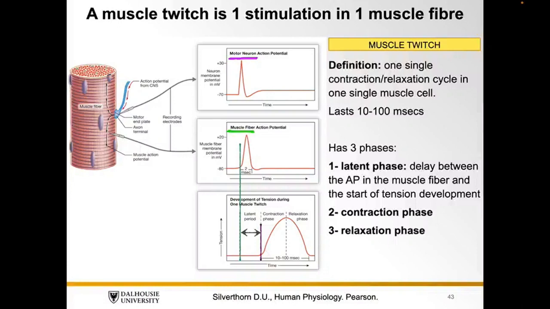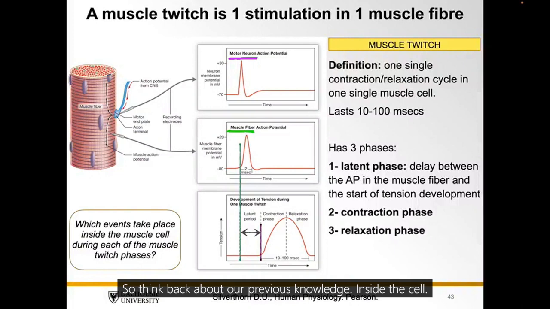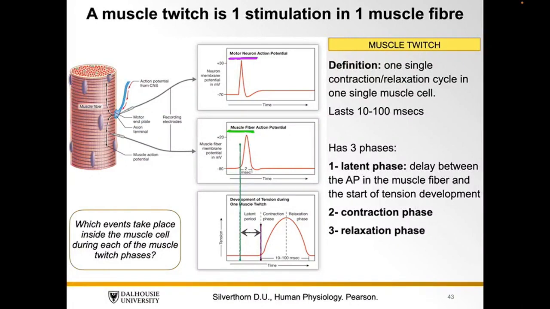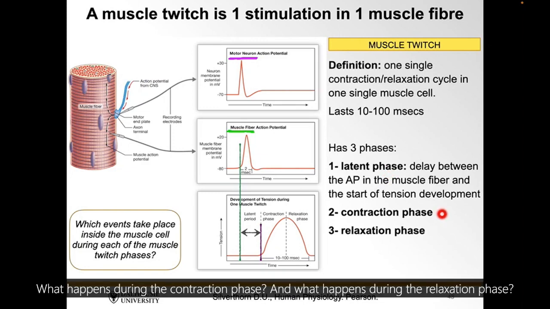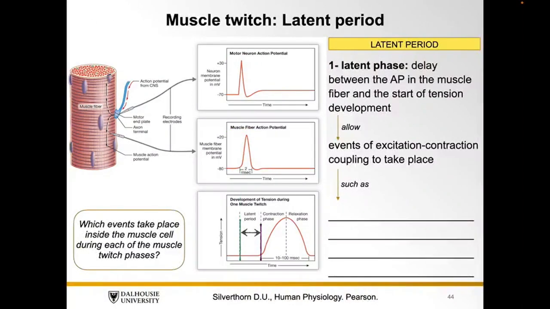So my question to you is, which events take place inside the muscle cell during each of the muscle twitch phases? Think back about our previous knowledge. Inside the cell, what happens during the latent phase? Inside the cell, what happens during the contraction phase? And what happens during the relaxation phase? That's what we're discussing in the next few slides.